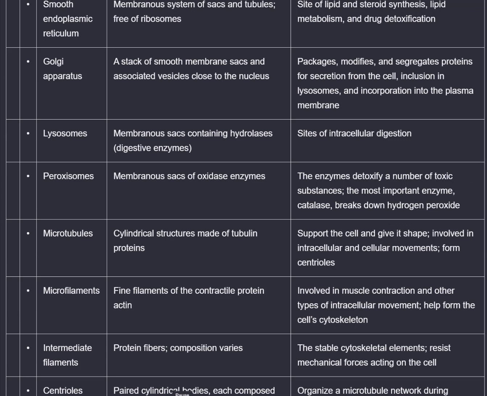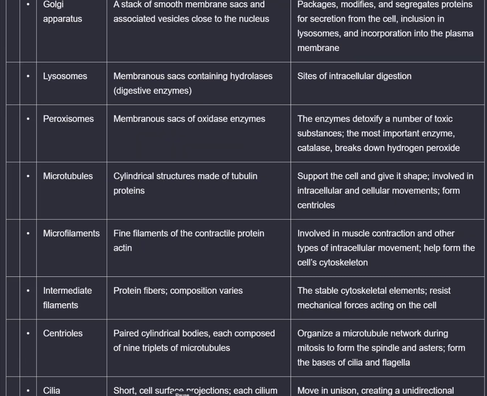Smooth endoplasmic reticulum. Membranous system of sacs and tubules, free of ribosomes. Site of lipid and steroid synthesis, lipid metabolism, and drug detoxification. Golgi apparatus. A stack of smooth membrane sacs and associated vesicles close to the nucleus. Packages, modifies, and segregates proteins for secretion from the cell, inclusion in lysosomes, and incorporation into the plasma membrane.